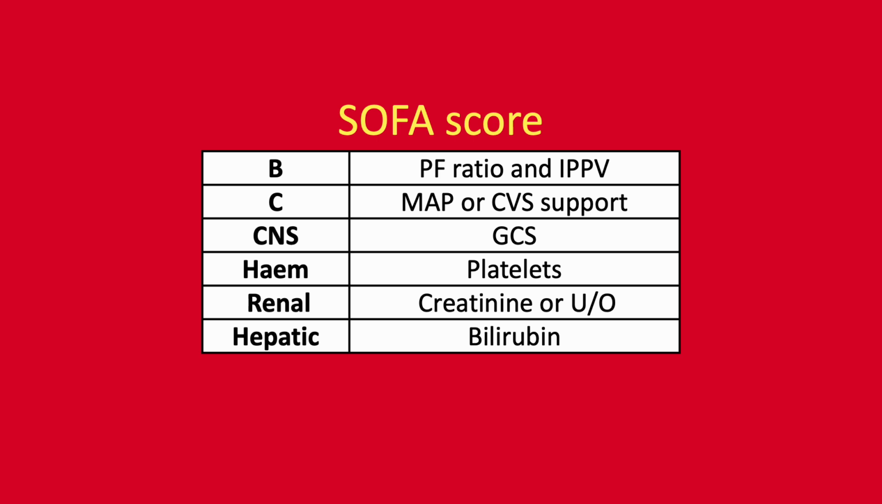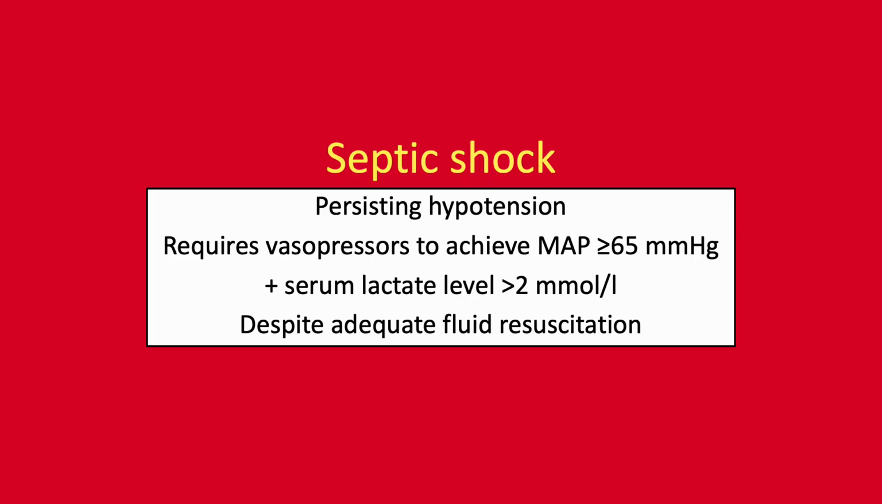of raised bilirubin. The next important definition is septic shock, which is persistent hypotension requiring vasopressors to achieve a MAP of at least greater than 65 mmHg, with a serum lactate greater than 2 millimoles per litre despite adequate fluid resuscitation.